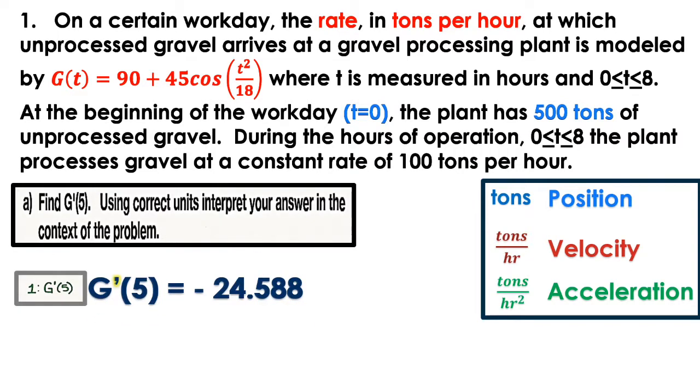The derivative symbol, just some keywords, rate. The negative, when we are interpreting, we always want to use a word that describes the positive or negative. So the negative is decreasing. When I take the derivative of g, and g is a velocity function, I'm going to get acceleration. So the 24.588 is going to have a label of tons per hour squared.